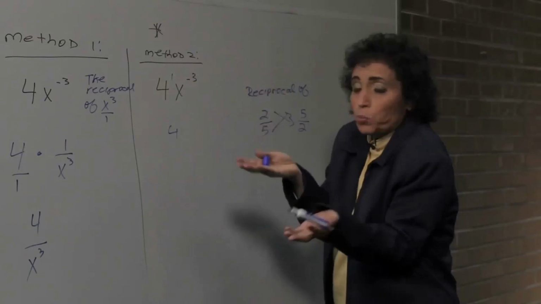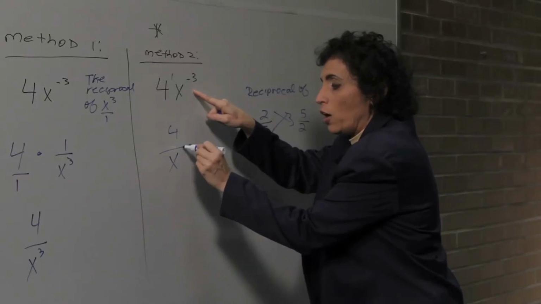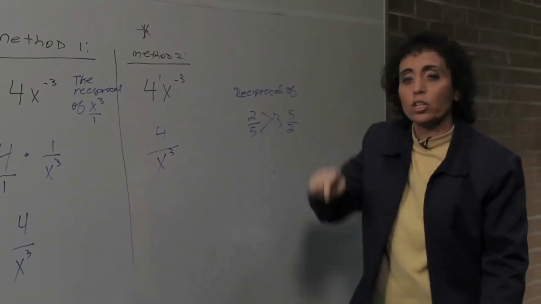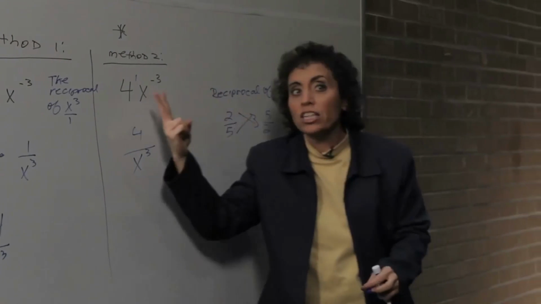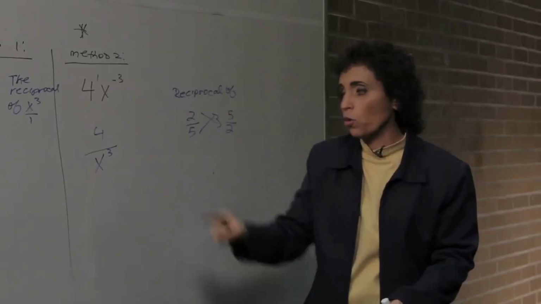This 4 is just to the first power. That means it's just 4. But this is to the negative power. Just bring it down. If it's on the top, it's going to have to go to the bottom. It's just 4/x cubed. And that works as long as these are factors. We'll see why. But as long as these are factors, all you have to do is move it.